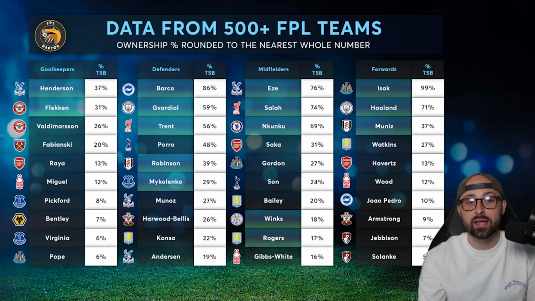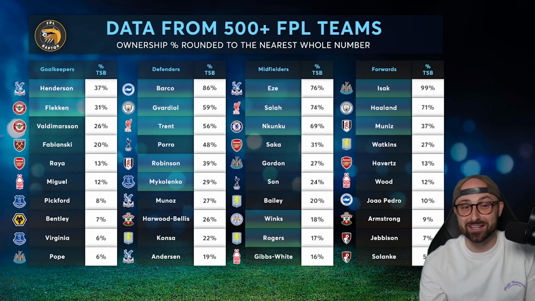Hudson-Odoi was very popular. Moving on to the forwards, 99% Isak. Like I said, I think there was 7 out of over 500 teams, or 8, that didn't have Alexander Isak. So it was ridiculous. I mean, it was virtually 100%. It's crazy numbers. So yeah, I would probably consider having Alexander Isak in your team.